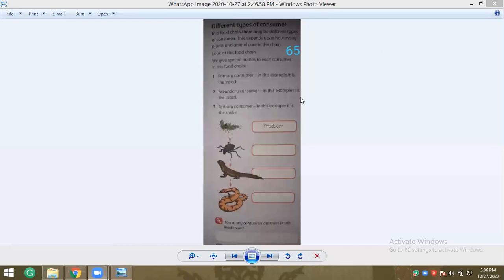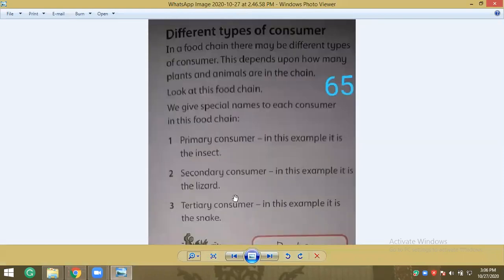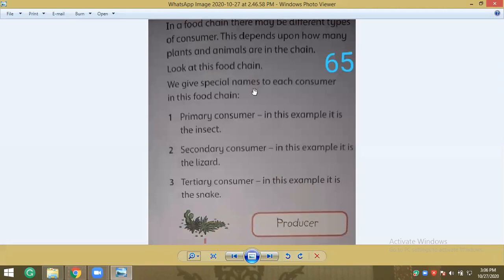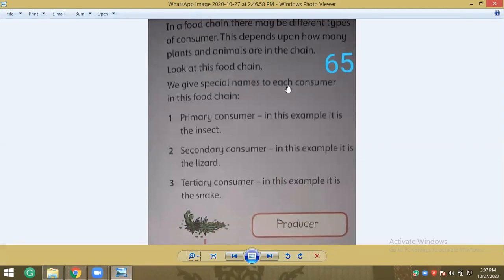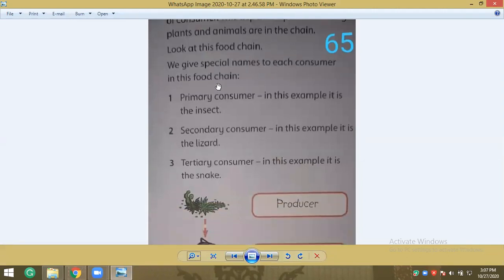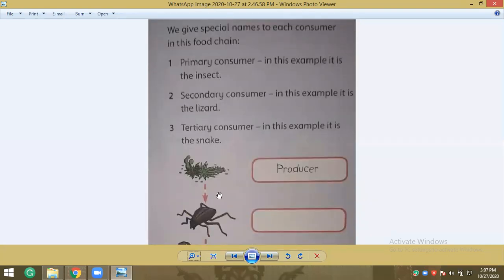Okay, boys, today we will discuss different types of consumers. In a food chain, there may be different types of consumer. This depends upon how many plants and animals are in the chain. Look at this food chain, which is down here. We give special names to each consumer in this food chain.